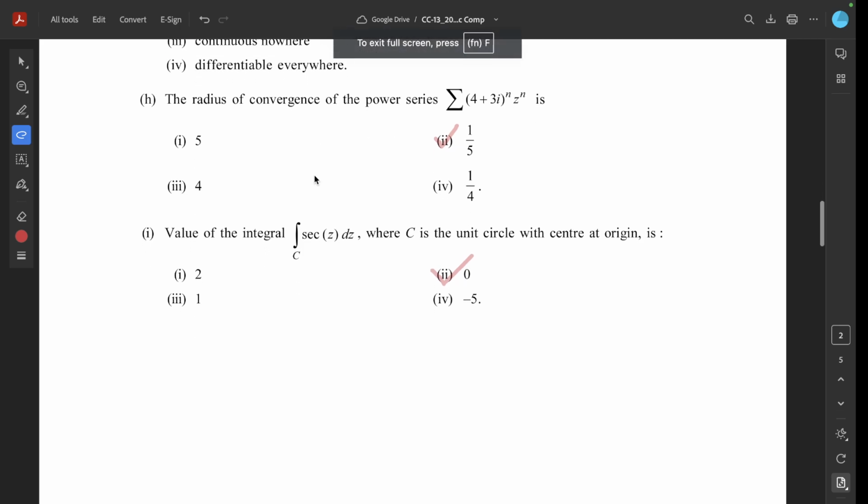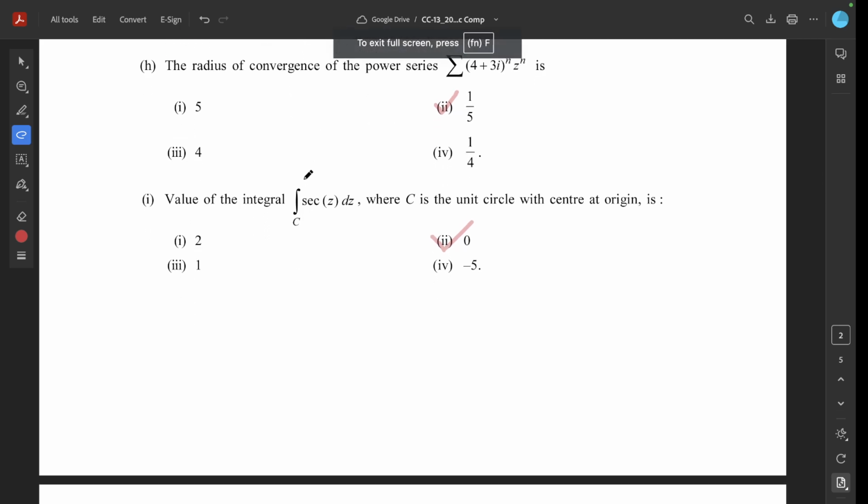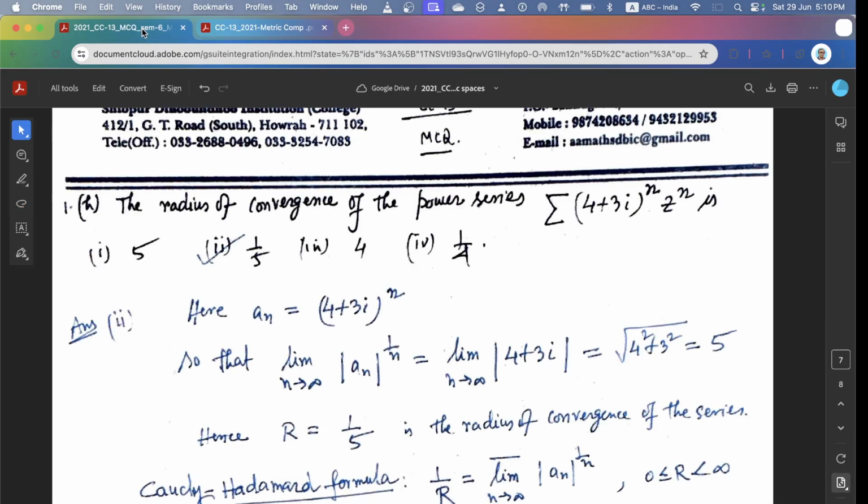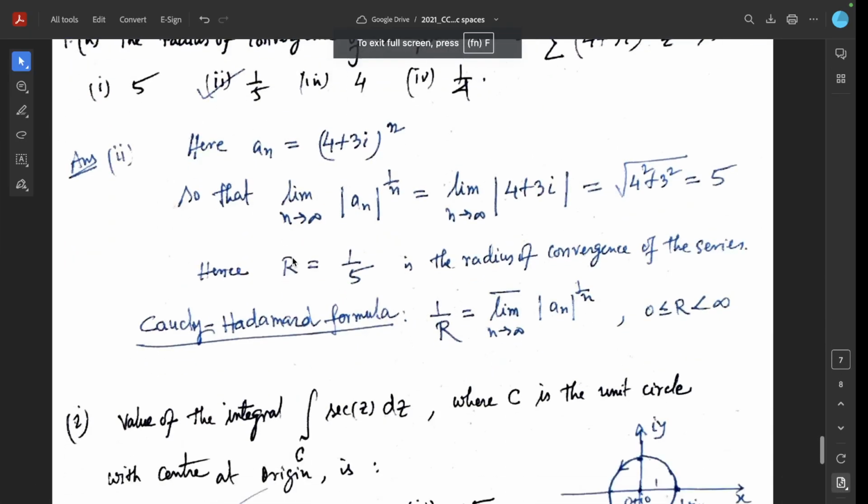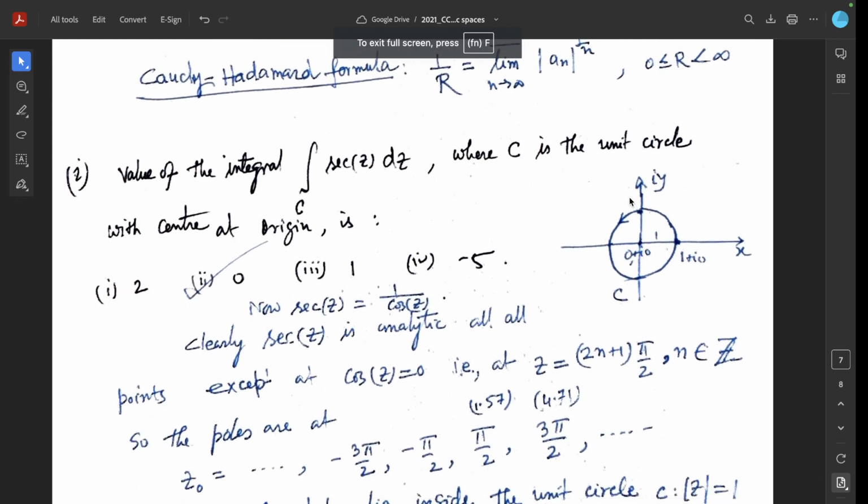Next question, i. The value of the integration over contour C, the unit circle centered at origin, of sec z dz. The correct option is 2, that is 0. Here the unit circle is centered at origin, radius is 1. So always we traverse C in the anticlockwise sense.